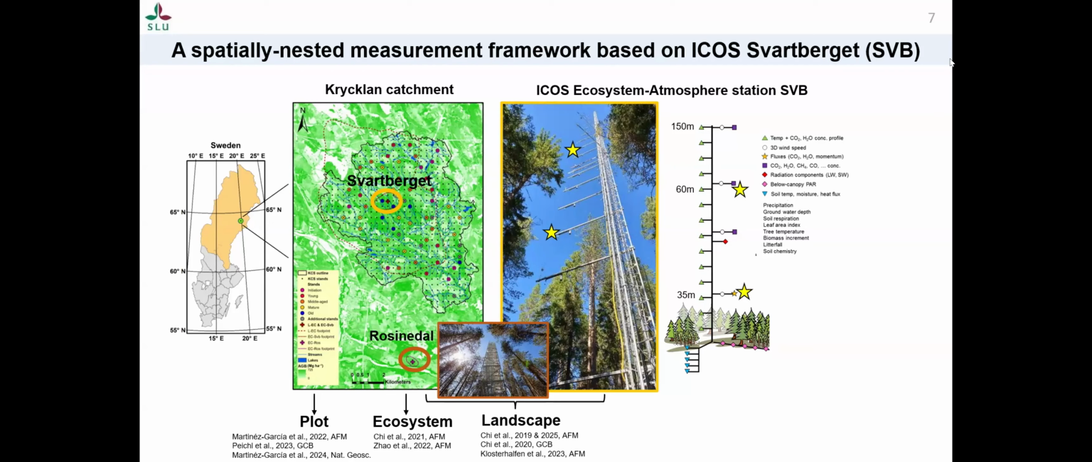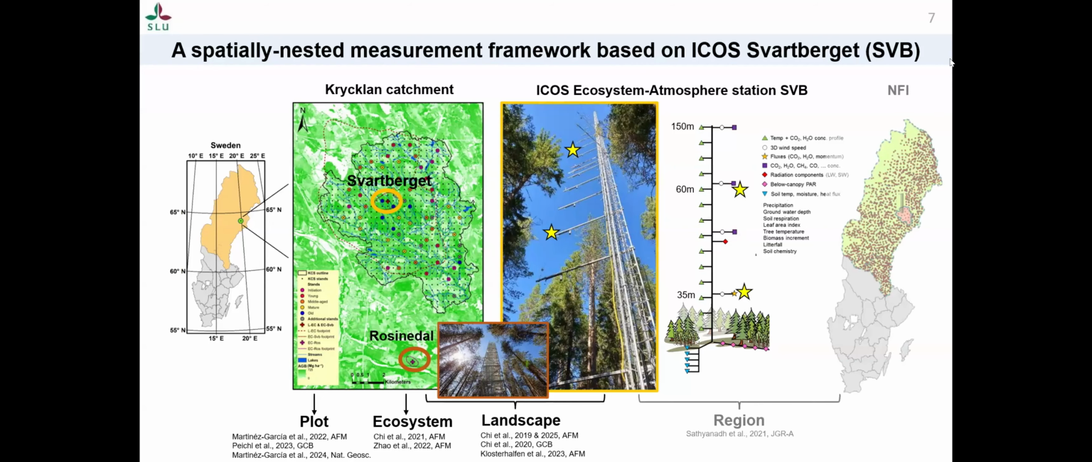And finally, we have used the atmospheric observations at the top. So this tall tower is 150 meters tall, and we used this information to do some inverse modeling exercise to estimate the regional scale carbon balance for northern Sweden. And we've also utilized the Swedish NFI, the National Forest Inventory data, to do a bottom-up scaling approach for this northern Swedish area.